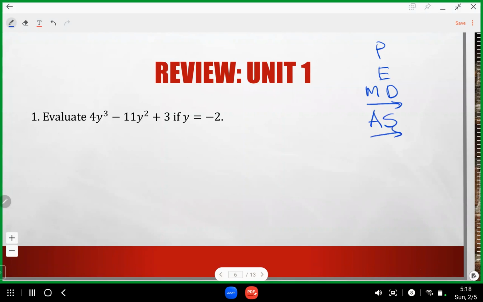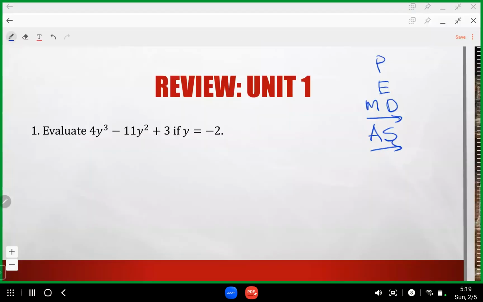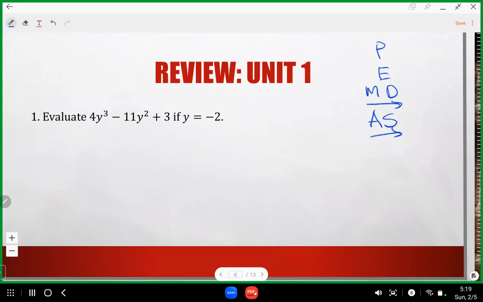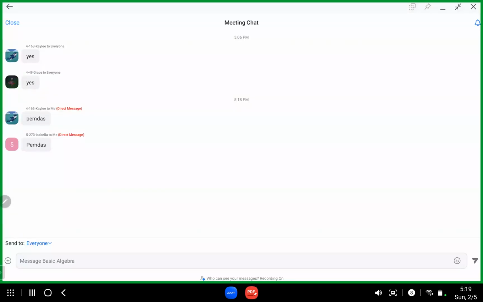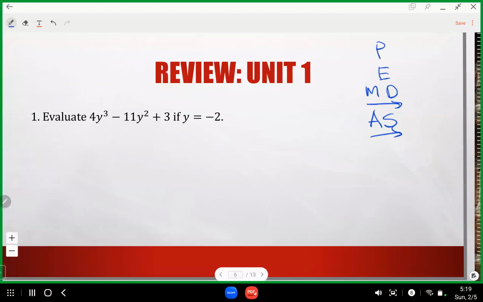All right, so what about substitution? Who can explain this problem? So when you evaluate this expression, if y is equal to -2, for example, what are you supposed to do? What is this asking you to do? Who can explain this problem? What does it mean? All right, so yes, to replace y with -2, and we call this substitution.